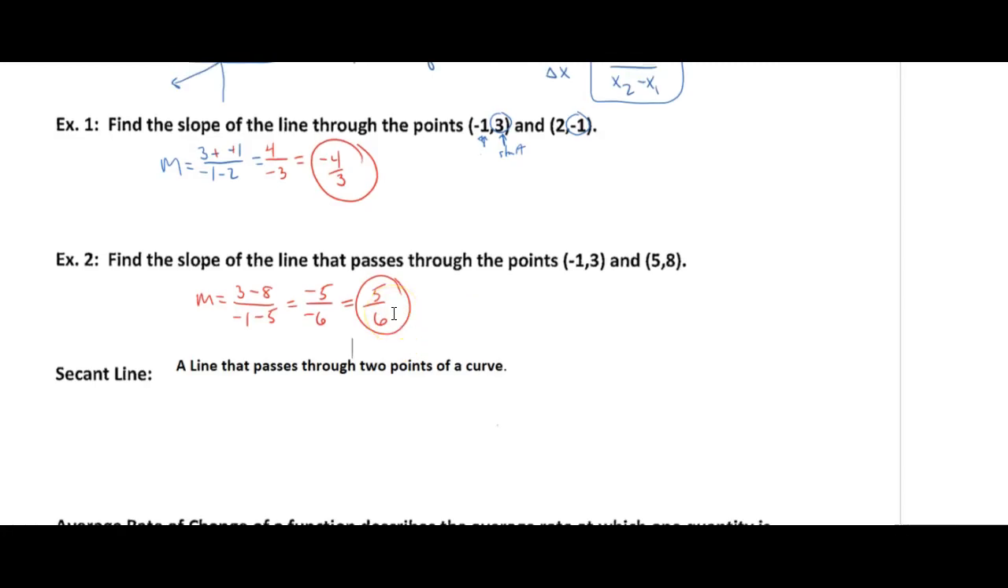So now, what is this concept of average rate of change? The first thing we have to know is what a secant line is. A secant line is a line that passes through 2 points of a curve. So if I draw some graph in the coordinate plane, such as this parabola, and I draw a line that goes through this graph at 2 points, that's considered a secant line.